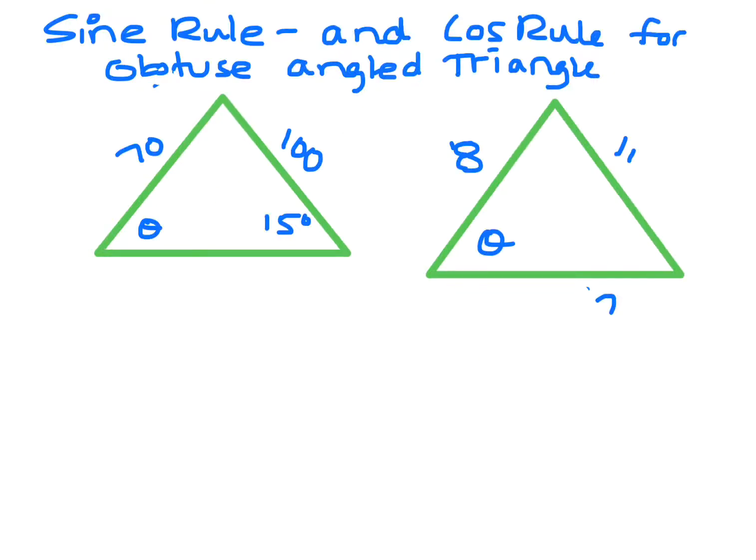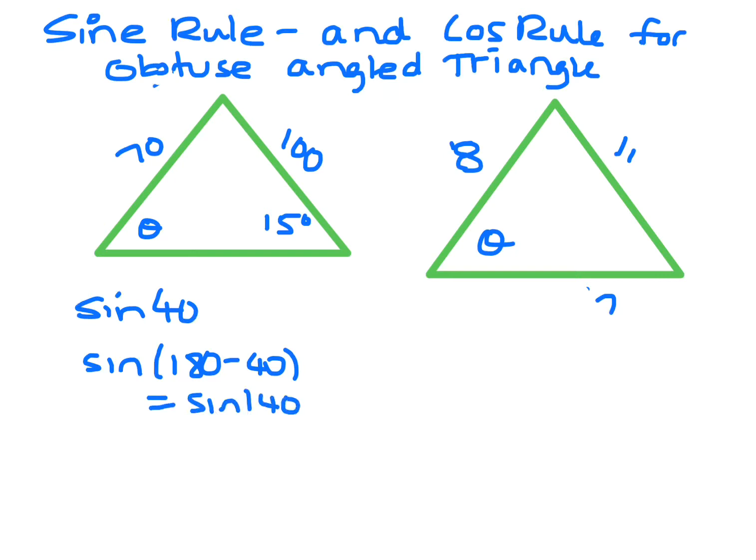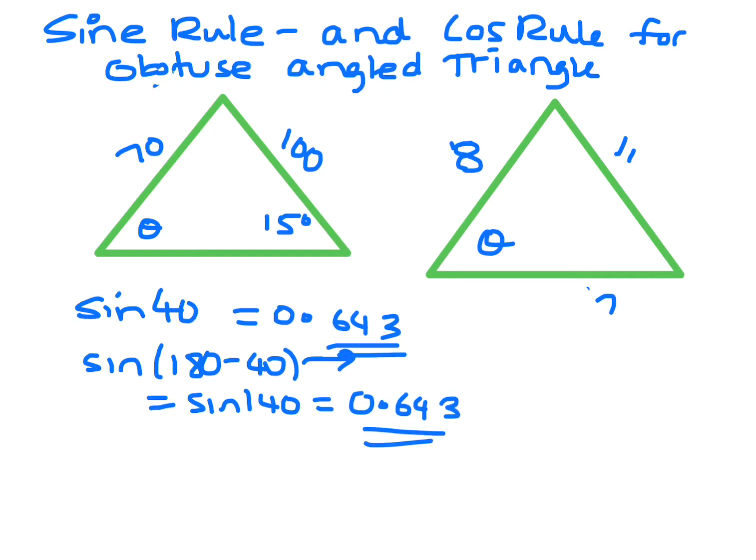Okay, just going to look at the sine and cos rule for an obtuse angle triangle. Now, we've already looked at the sine before. And we know that if we did sine of an acute angle, so let's just say 40, and sine of 180 minus 40, which is sine of 140, for sine of 40 you get a positive answer, 0.643. But for sine of 140, you get 0.643. So you get exactly the same answer, to 3 decimal places.